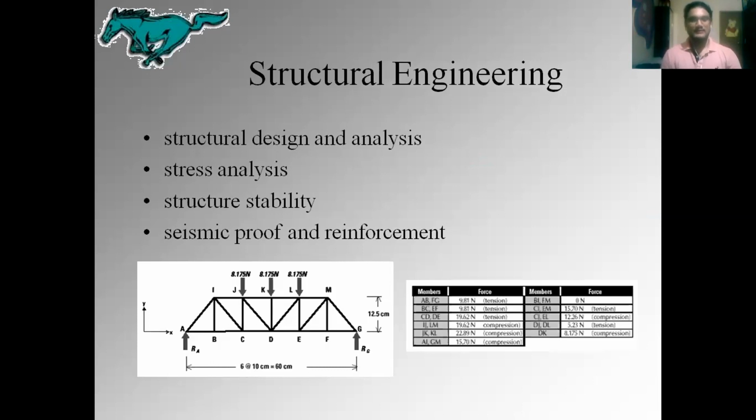One of the important specializations in civil engineering is structural engineering, which deals with structural analysis and design. Here you will know how to analyze the structure and how it's going to behave under loads, and the structural stability, seismic proofing and the reinforcements, right? From a particular structural point of view, you should be very strong in analysis and you should be strong in designing a particular structure. Here I would like to add a few points.